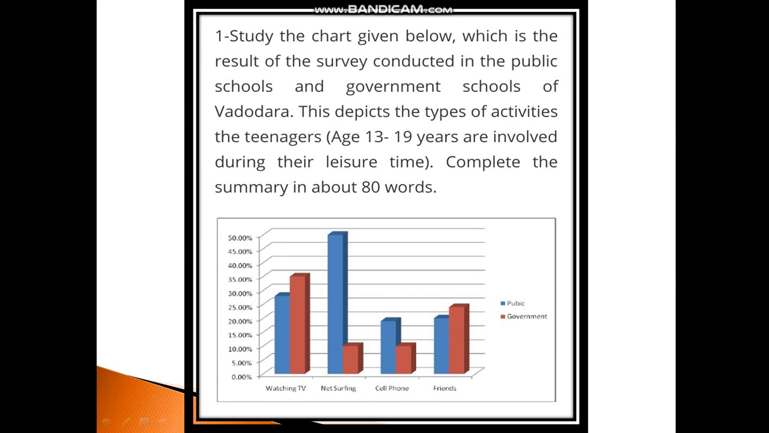Okay, so now let's take this example given here. Study the chart given below, which is the result of the survey conducted in the public schools and government schools of Vadodara. This depicts the types of activities the teenagers aged 13 to 19 years are involved in during their leisure time. So complete the summary in about 80 words. So here you have this bar graph given, which depicts various activities like watching TV, net surfing, using cell phone, and spending time with friends.